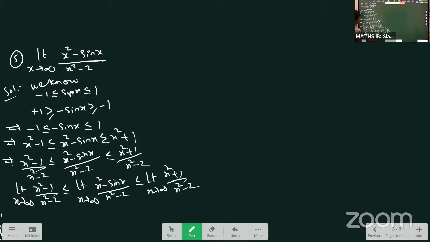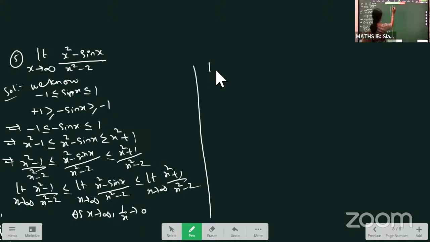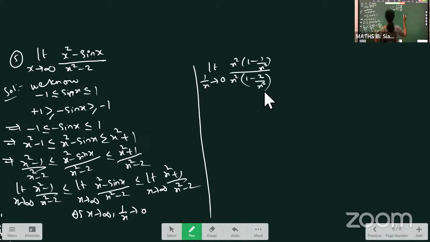Here write one statement. As x tends to infinity, 1 by x tends to 0. So here wherever x tends to infinity is there, put 1 by x tends to 0. Limit 1 by x tends to 0. Take x square common. So this becomes 1 minus 1 by x square. Denominator also x square common. 1 minus 2 by x square. Middle term as it is.